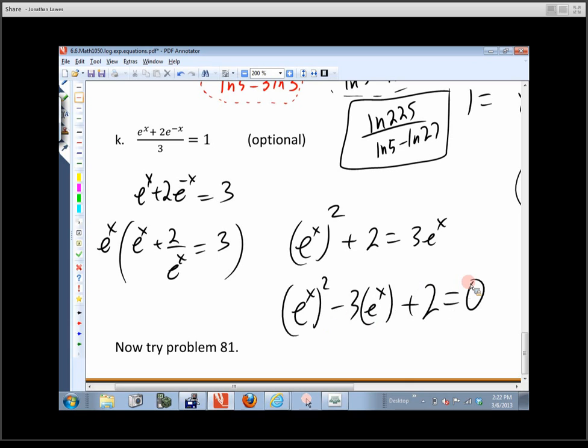What is that? Substitution. Okay? So a little bit of algebra, getting rid of that e to the negative x by basically multiplying everything here by e to the x. E to the x squared cancels off, 3e to the x. Get an equation that we can finish off using the substitution technique. Okay? All right, that's it.